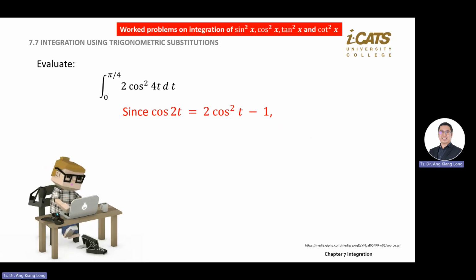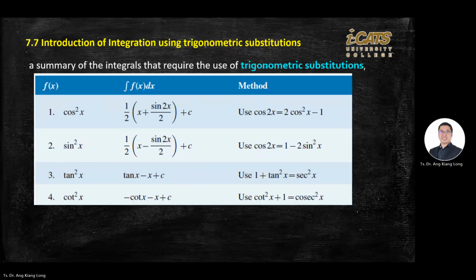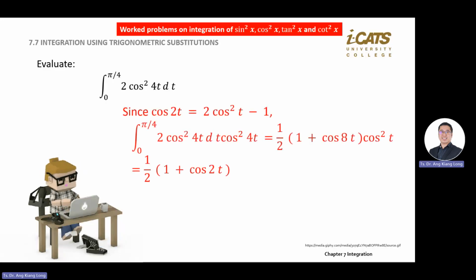You see this one, 2 cos square 4t dt. In the table, it already tells you cos 2t equals 2 cos square t minus 1, right? I also cannot remember. Okay, so what you do is convert this whole thing, the cos square 4t, and substitute inside there.